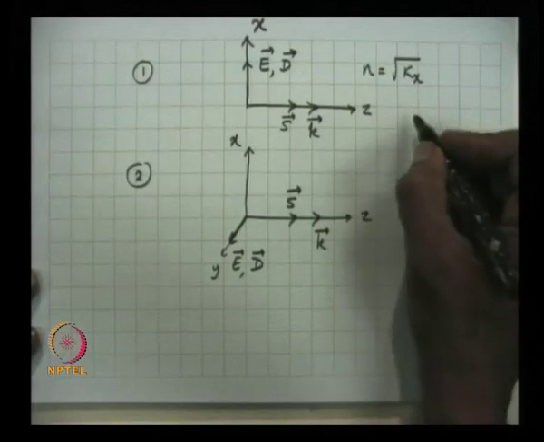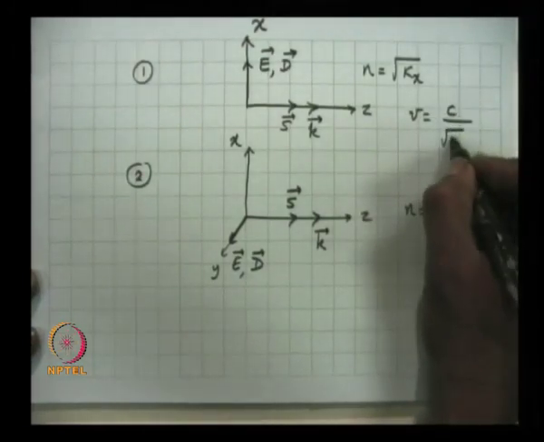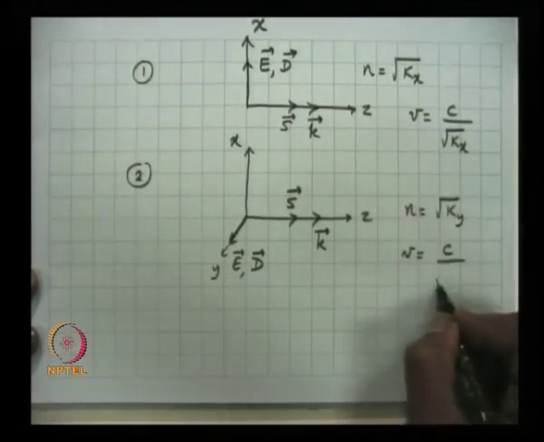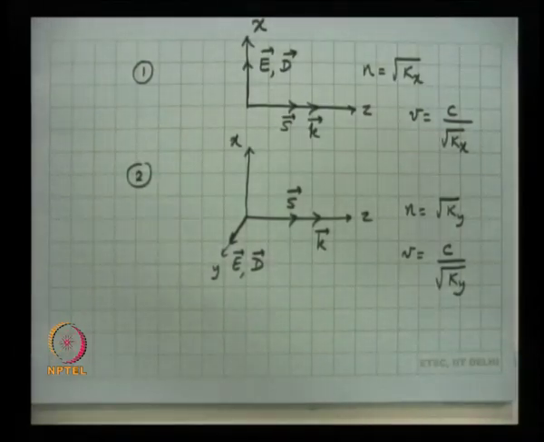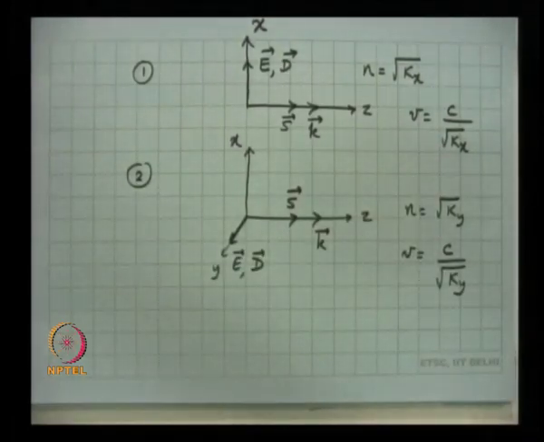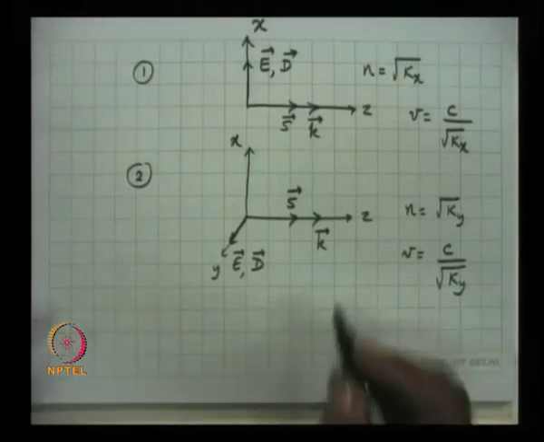So, the phase velocity of this wave will be c by square root of kx, and the phase velocity of this wave will be c by square root of ky. Now, note that in uniaxial media kx is equal to ky, and so both velocities are equal. So, this is a special direction in uniaxial media in which the two eigenmodes have the same velocity of propagation, and this is called the optic axis.